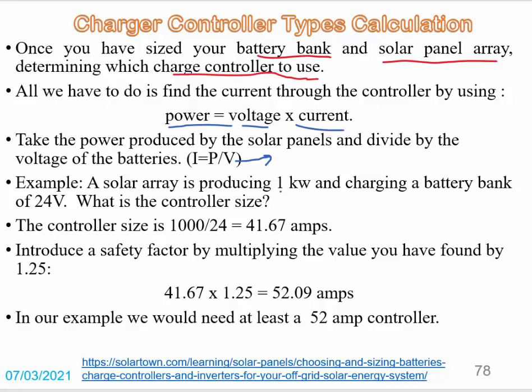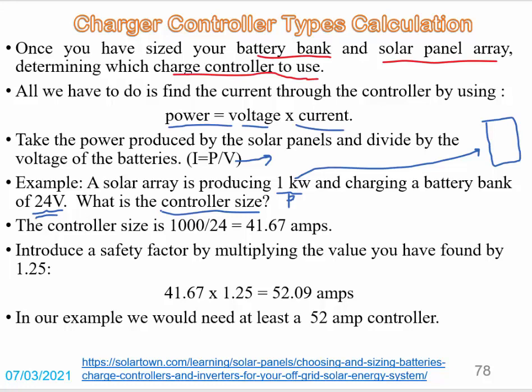So a solar array is producing 1 kilowatt. We have a solar array. This solar array produces 1 kilowatt and is charging a battery bank of 24 volts. So we have the power P of the solar array, which is 1 kilowatt, and our batteries need 24 volts to be charged. What is the controller size? Which size do we have to choose, or which size do we have to buy, to charge these batteries?